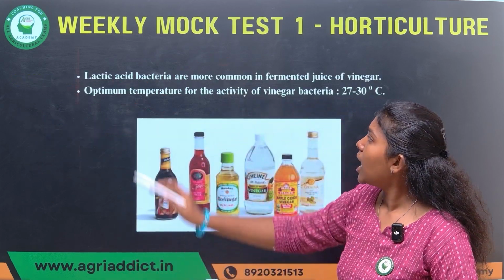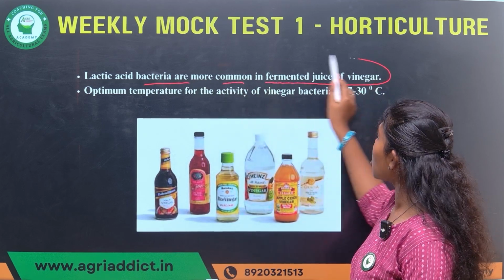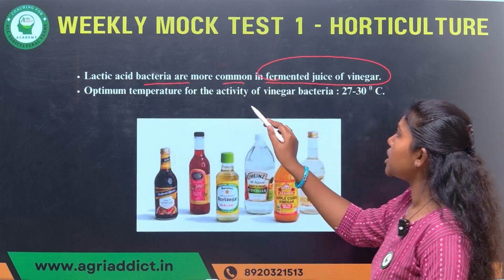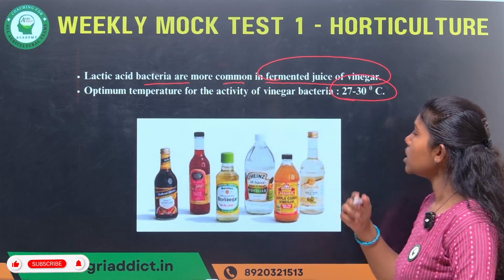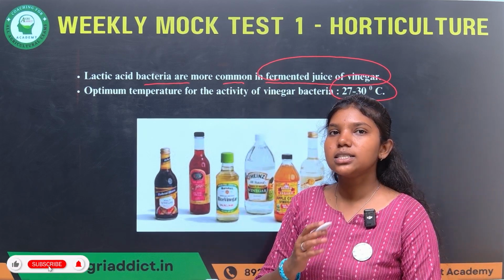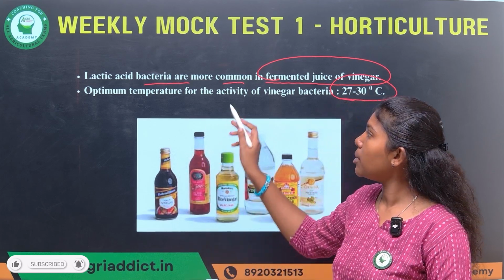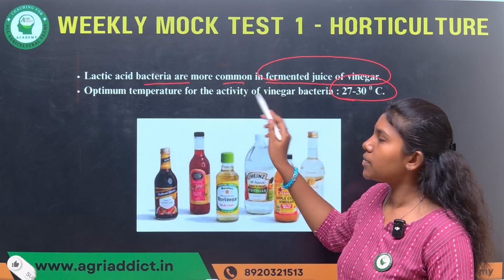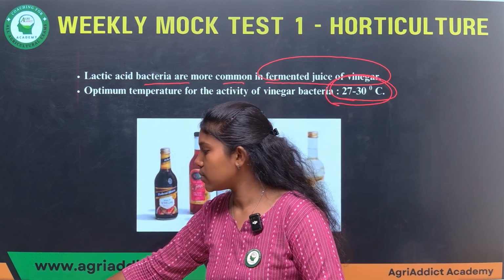As I mentioned, lactic acid bacteria is common in the fermentation juice of vinegar. Optimum temperature for activity of vinegar bacteria is 27 to 30 degrees Celsius, whereas Saccharomyces cerevisiae is used for fermentation of wine and the optimum temperature for the activity of the bacteria is 27 to 30 degrees Celsius. We'll go to the next question.